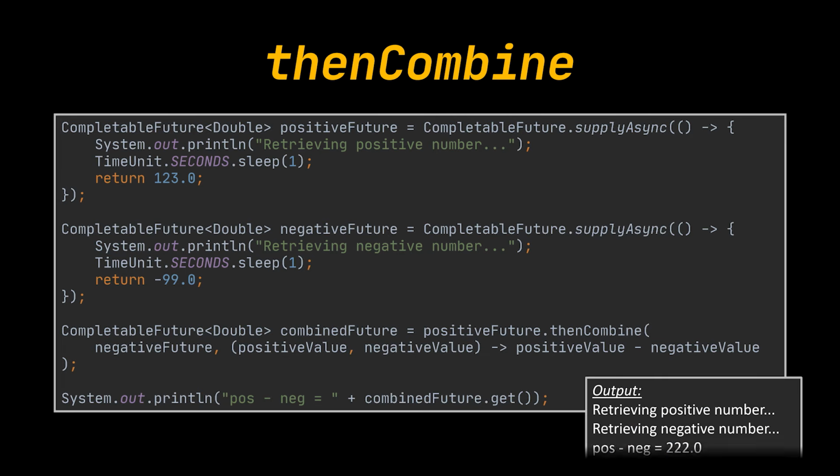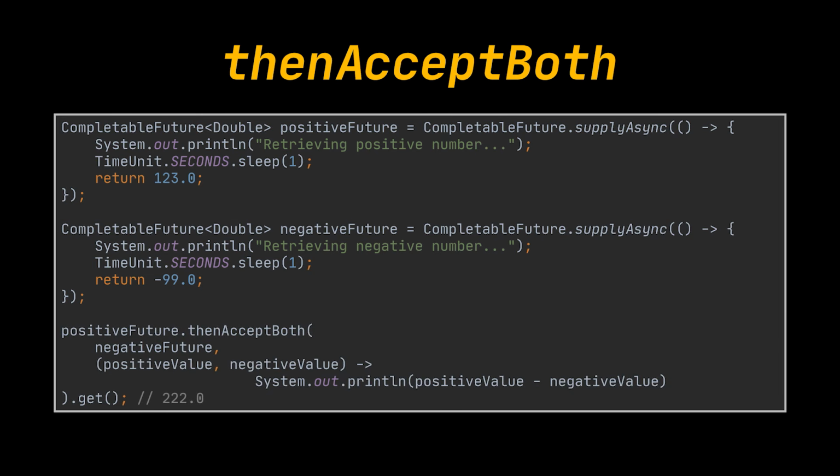The callback function passed to thenCombine will be called when both the futures are complete. A simpler case is when we want to do something with two futures' results, but don't need to pass any resulting value down a future chain, meaning you don't need the return type to be a completable future. Then the thenAcceptBoth method is there to help.